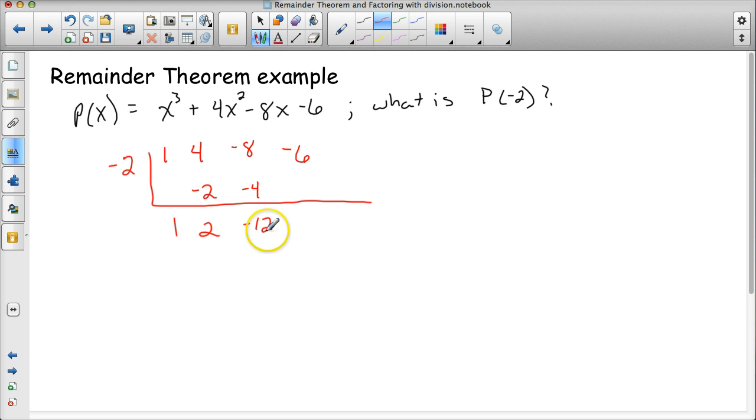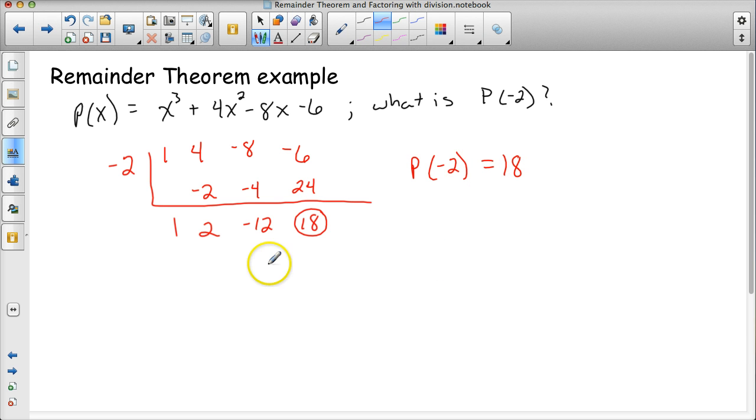And repeat. Multiply by the divisor. Negative 12 times negative 2 is a positive 24. And 24 plus negative 6 is 18. Since there's nothing left to do, 18 is my remainder. According to the remainder theorem then, the value of my polynomial when x is negative 2 is 18.